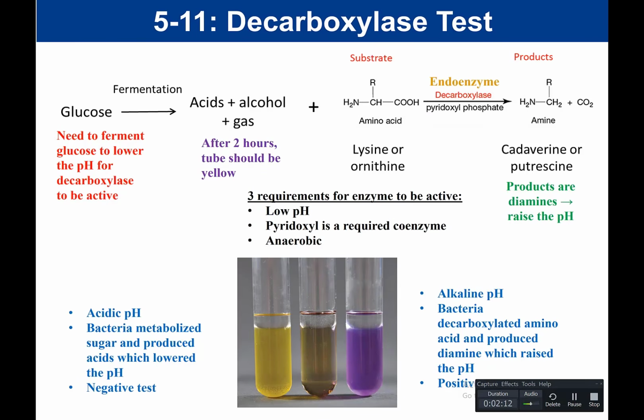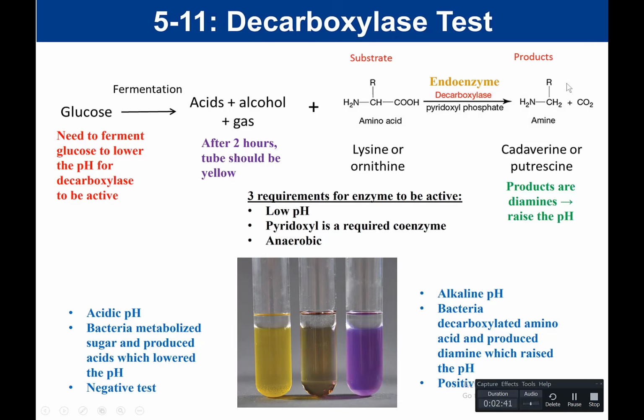So for this test, you want to know your biochemical sheets, right? You should know your substrate, which is going to be your lysine or your ornithine, and your enzyme, which is your decarboxylase. You also want to know the 3 requirements for that enzyme. The 3 requirements are that the pH be low, that there be pyridoxal present, and that the tube is anaerobic, hence the mineral oil on these tubes.